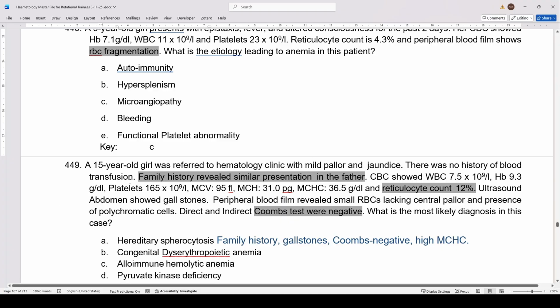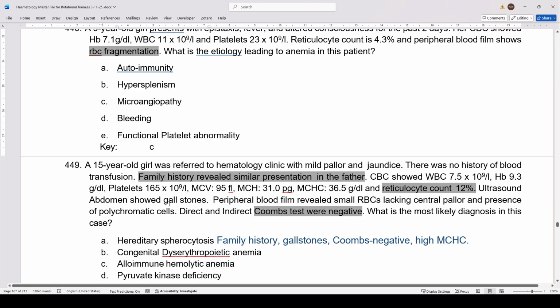There is no history of blood transfusion. Her family history revealed similar presentation in the father. CBC showed WBC count of 7.5, which is normal, hemoglobin is low at 9.3, platelets are normal, MCV 95, MCH 31, MCHC 36. Reticulocyte count is 12. So reticulocyte count is raised. Some type of hemolytic anemia, some type of hereditary thing is there.